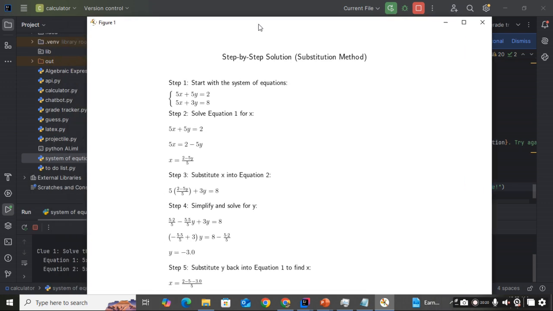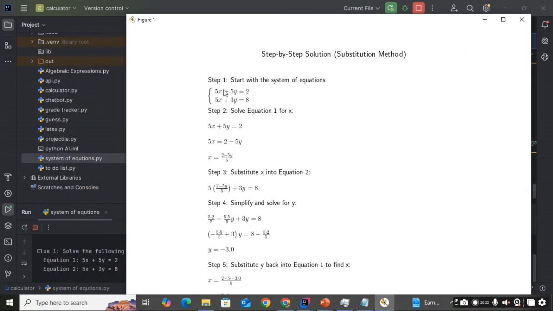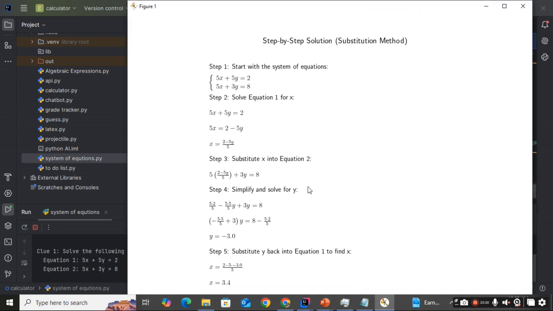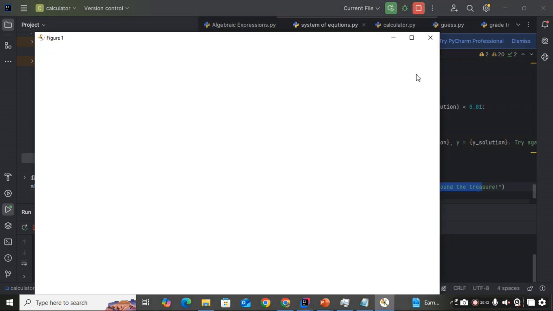Now here, the system of equations is 5x plus 5y equals 2, and 5x plus 3y equals 8. Take note of the solution. The solution is -3 and 3.4. So let's try to put that in the x and the y, 3.4 and 3. Again, we generate another file for the elimination method this time.